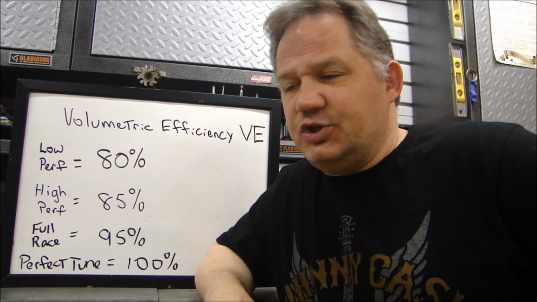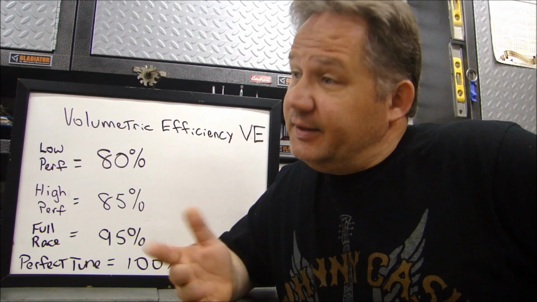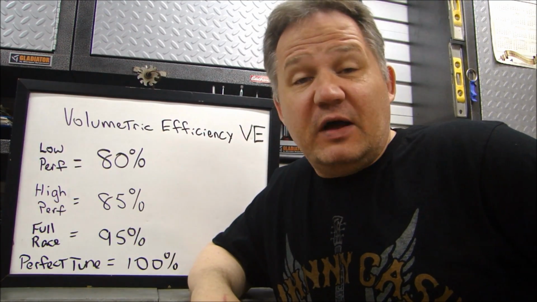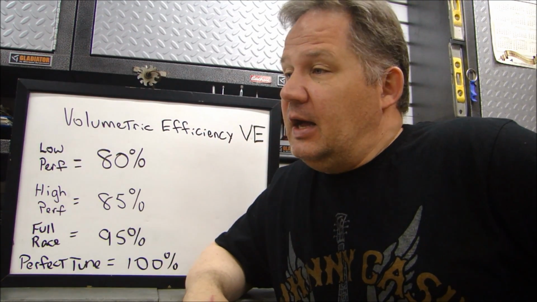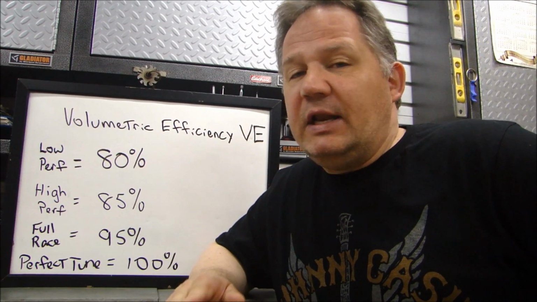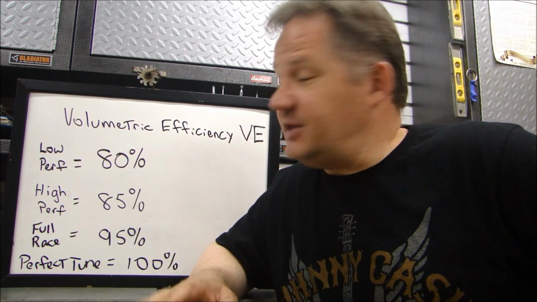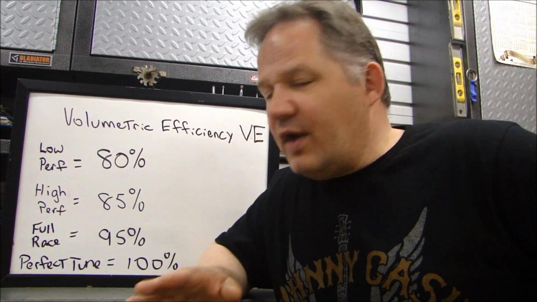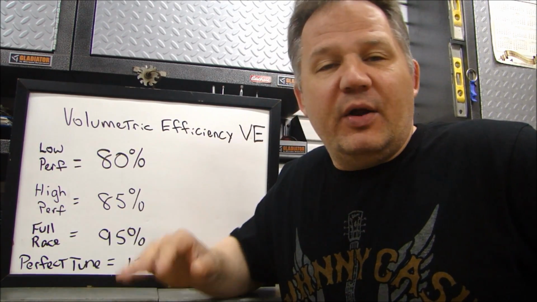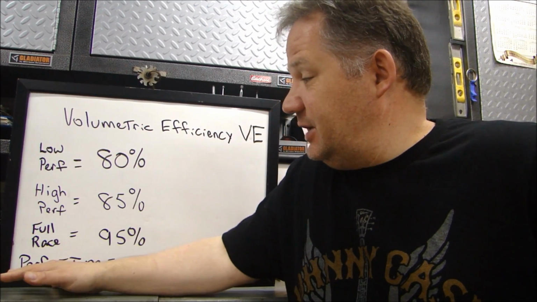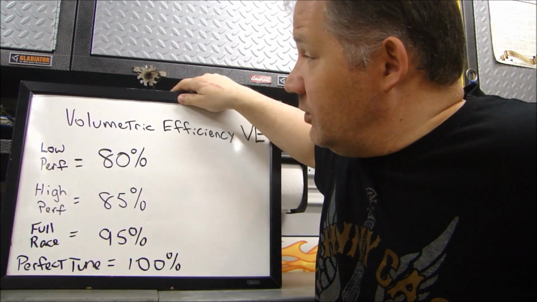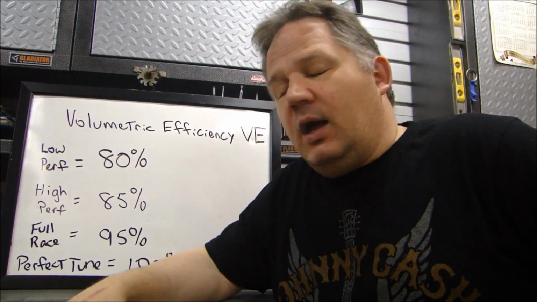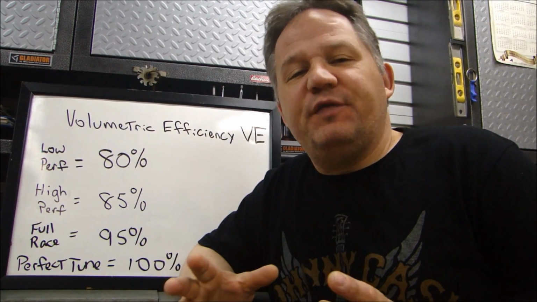A full race engine, and these are engines where you're spending $20,000, $25,000 on parts, and this is a super highly tuned engine. Okay, it's a full race engine designed for drag racing or whatever kind of racing you're doing. You'll get up to about 95% volumetric efficiency. And then, almost killed myself. Not really. Then we're talking about an engine that's perfectly tuned.